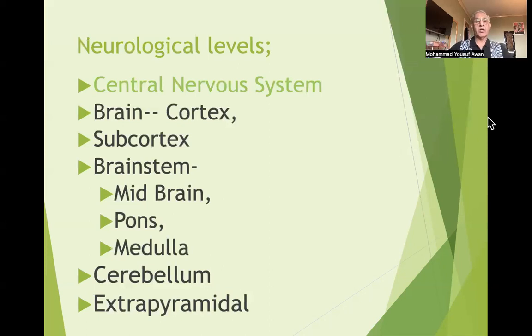In neurological levels, in the central nervous system, there are 3 basic parts of the brain where we can localize the lesion: the cerebral cortex, the brain stem, and in between the cerebral cortex and the brain stem is the subcortex. The brain stem, as you know, comprises the midbrain, pons, and medulla. In addition, we'll briefly discuss localization of the lesion in the cerebellum and in the extrapyramidal system.